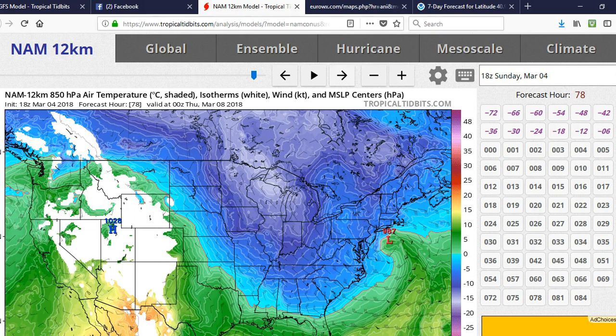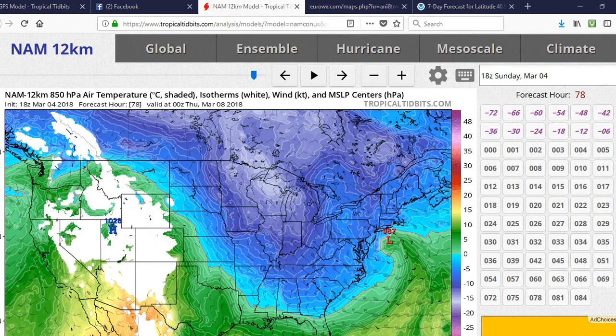And then the other thing to notice is this high over the western United States here. Now the flow around an area of high pressure is clockwise. So this here is going to be pushing the colder air that's all across southern Canada here to the south and east.